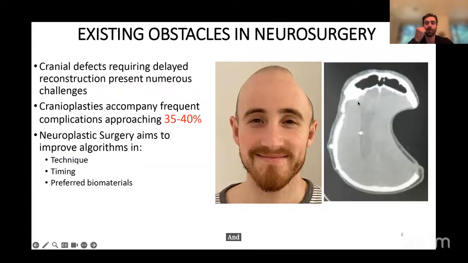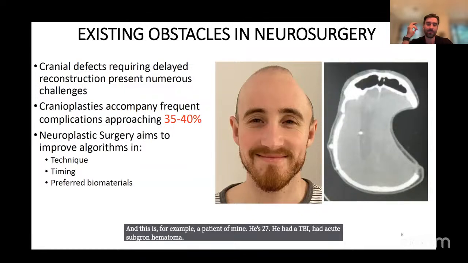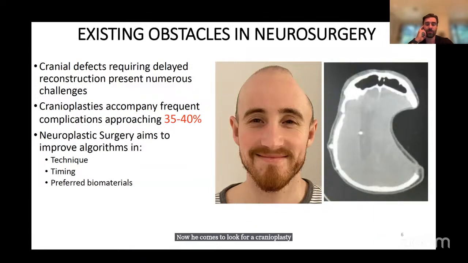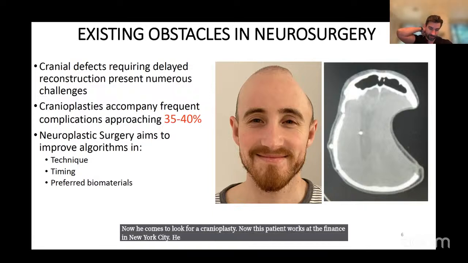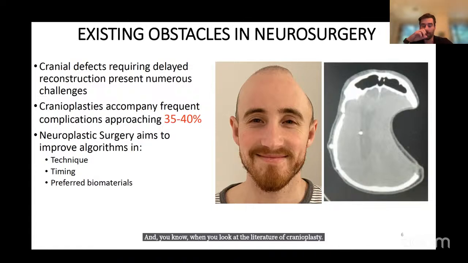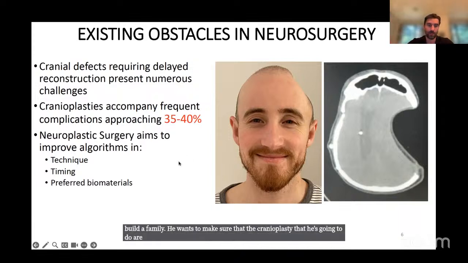And this is, for example, a patient of mine. He's 27, he had a TBI, had acute subdural hematoma. Now he comes to look for a cranioplasty. This patient works in finance in New York City. He is very well educated. And when you look at the literature of cranioplasty, there are very high complication rates. If you look across the literature, 35 to 40% complication rates. And he's a young guy. He wants to go back to work. He wants to build a family. He wants to make sure that the cranioplasty that he's going to do carries much lower risks.